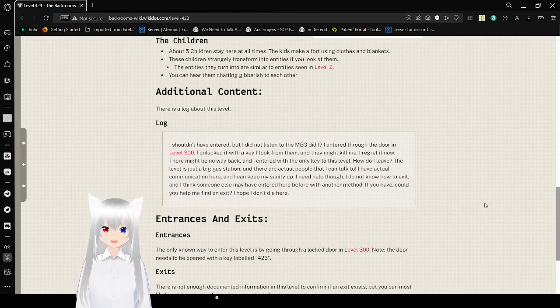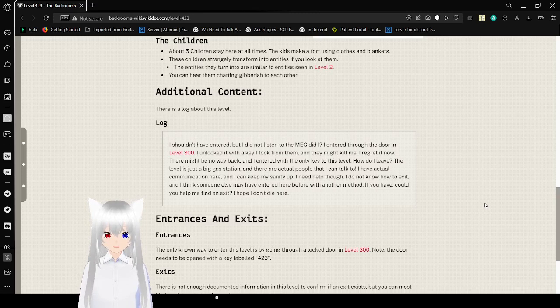Additional content. There is a log about this level. Log. I should have entered. I did not listen to them, did I? I entered through the door in Level 300. I unlocked it with the key I took from them and they might kill me. I regret it now. There might be no way back and I entered with the only key to this level.